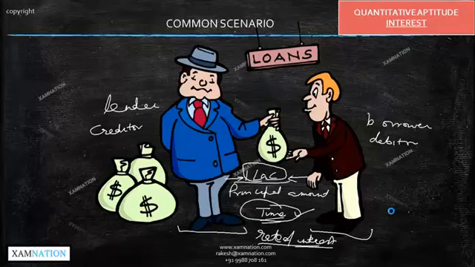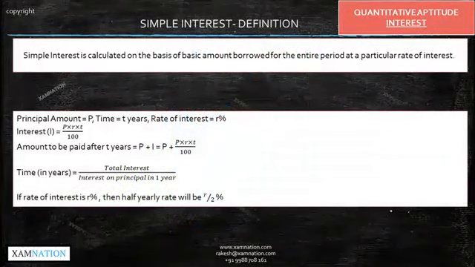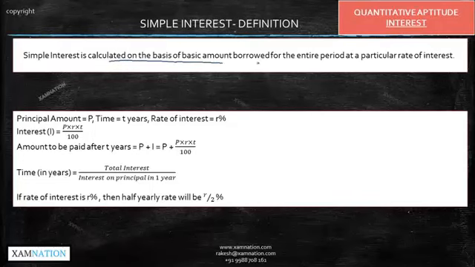All right. So let's see some of the definitions and formulas of this chapter, right? It will help us to understand things better. So let's take the case of simple interest first. Simple interest, by definition, is calculated on the basic amount borrowed for the entire period at a particular rate of interest.